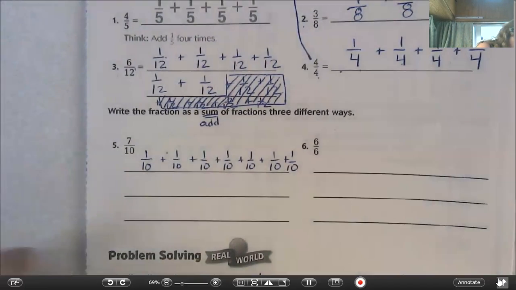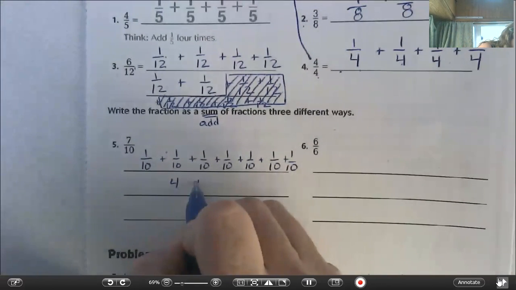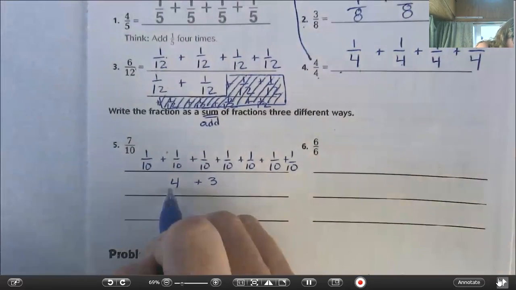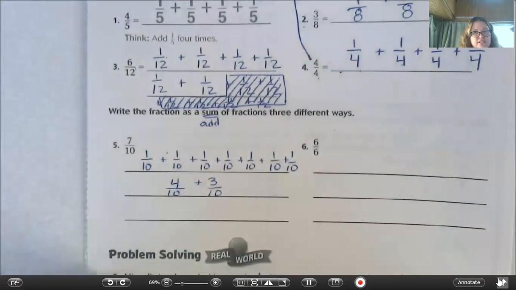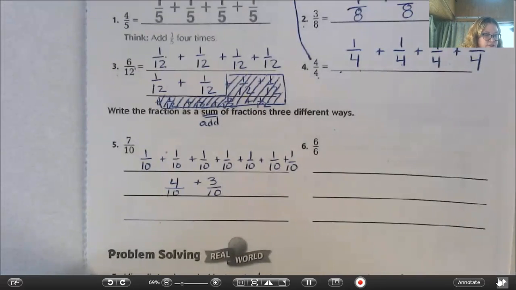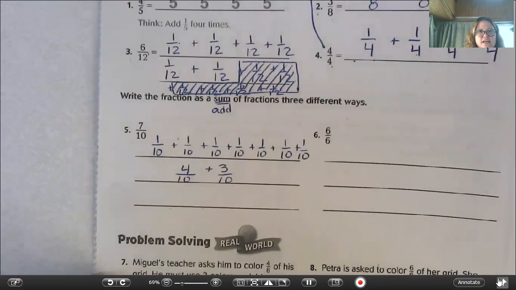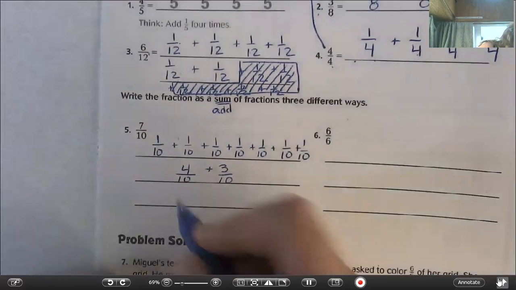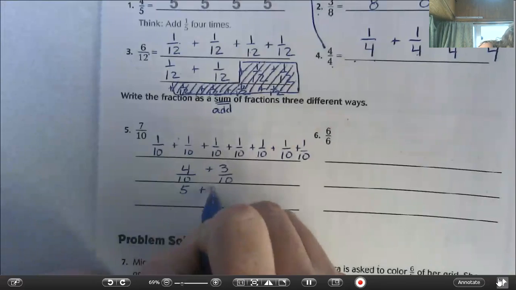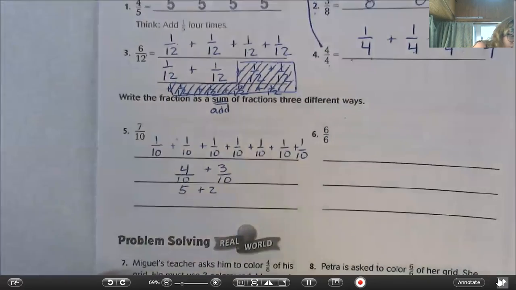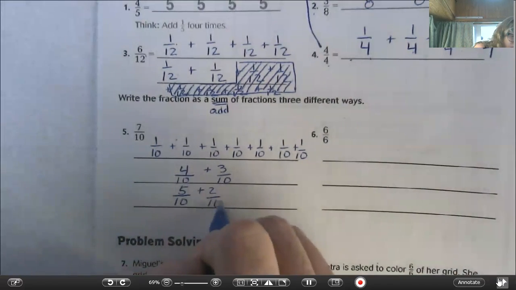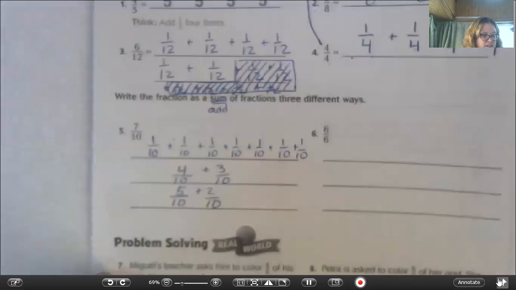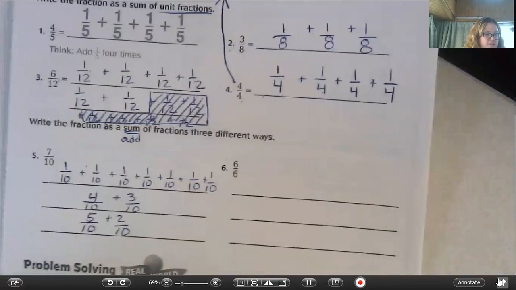Oh, I know one. 4 plus 3 equals 7. So I can do 4/10 plus 3/10. That would still equal 7/10. Let's see, can I think of another way that equals 7/10? Ooh, I know 5 plus 2 equals 7. So then I know 5/10 plus 2/10 equals 7/10. So that is what you do for that.